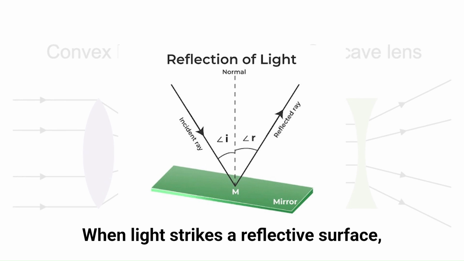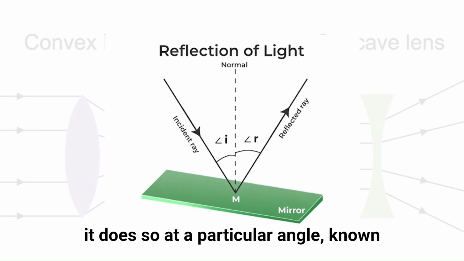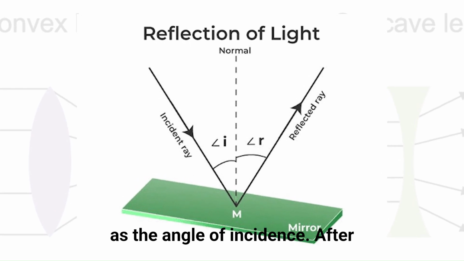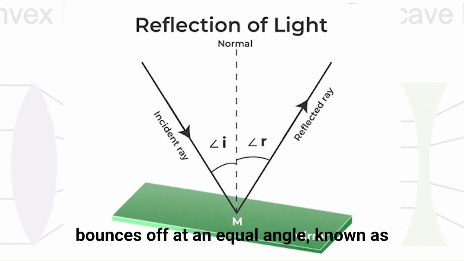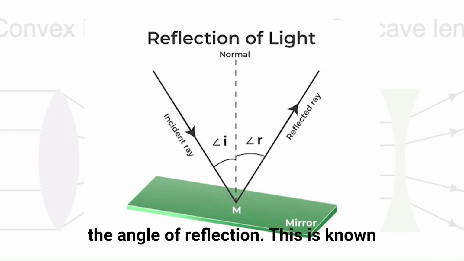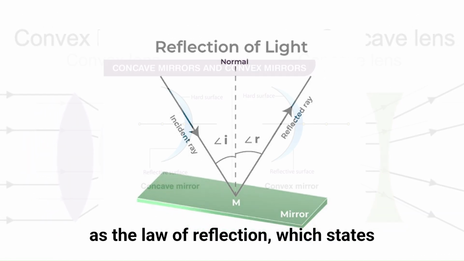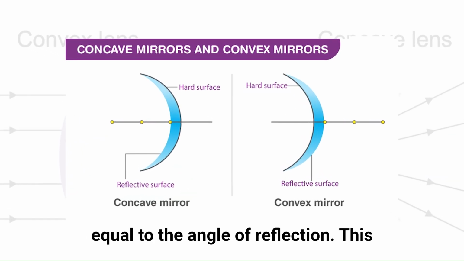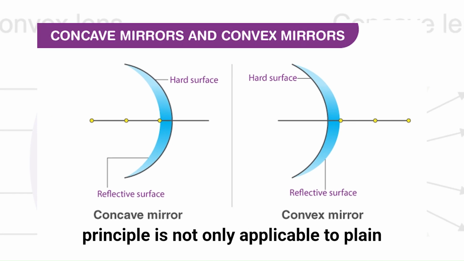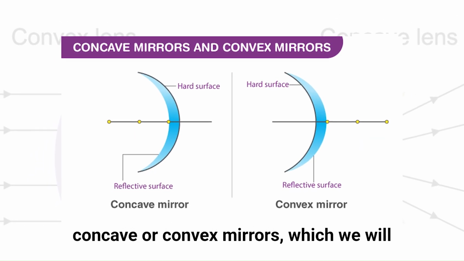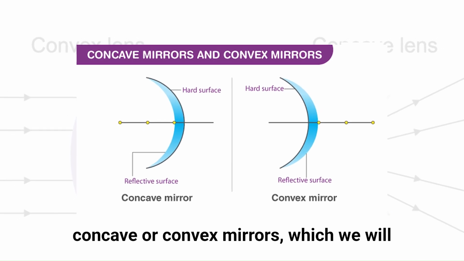When light strikes a reflective surface, it does so at a particular angle, known as the angle of incidence. After hitting the surface, the light ray bounces off at an equal angle, known as the angle of reflection. This is known as the law of reflection, which states that the angle of incidence is always equal to the angle of reflection. This principle is not only applicable to plane mirrors but also to curved surfaces like concave or convex mirrors, which we will explore in more detail.